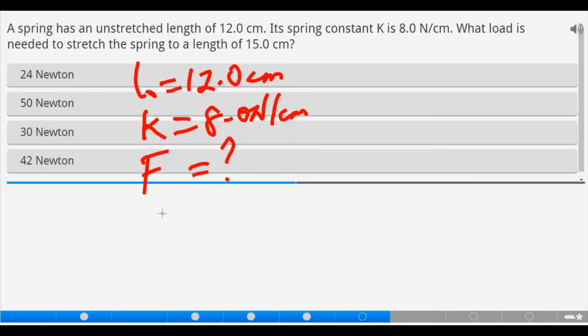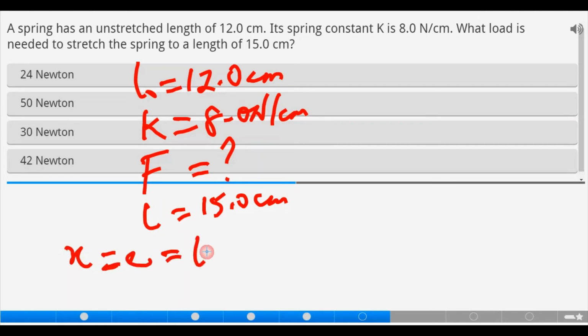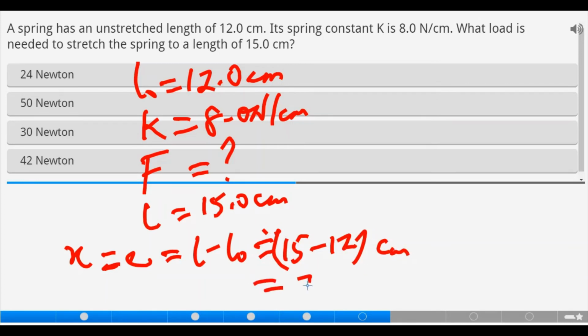Then, to stretch the spring to a length of 15 centimeters, that means L is 15.0 centimeter. Don't forget our X here, the extension E, is equal to L minus L naught. Then 15 minus 12, all in centimeter, gives 3.0 centimeter. And our general formula is F is equal to KE.